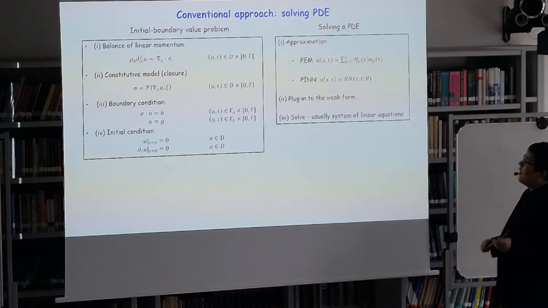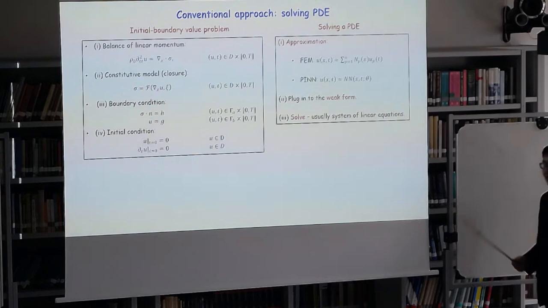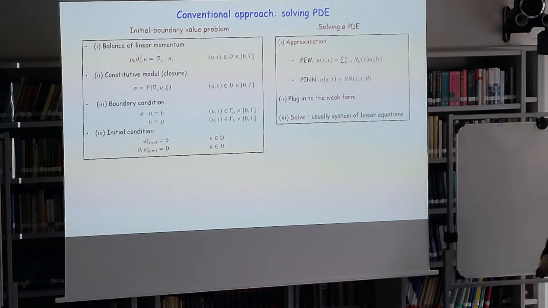So the idea that we use classically to solve this problem is that we're trying to solve the partial differential equation. In the general cases where we can't come up with analytic solutions, we solve it numerically. And the way we solve numerically is we can use, for example, numerical solvers such as finite element, or there are recently developed methods called physics-informed neural networks.